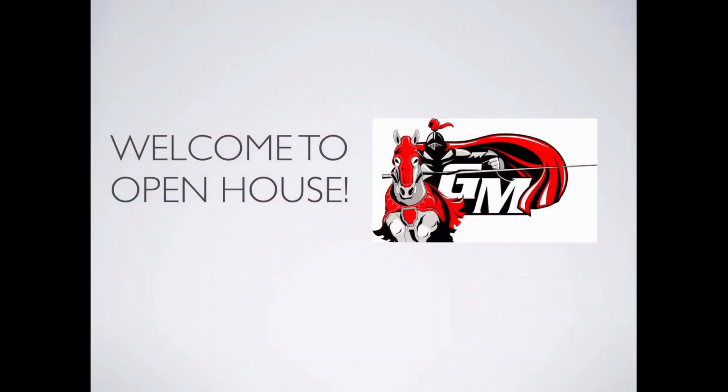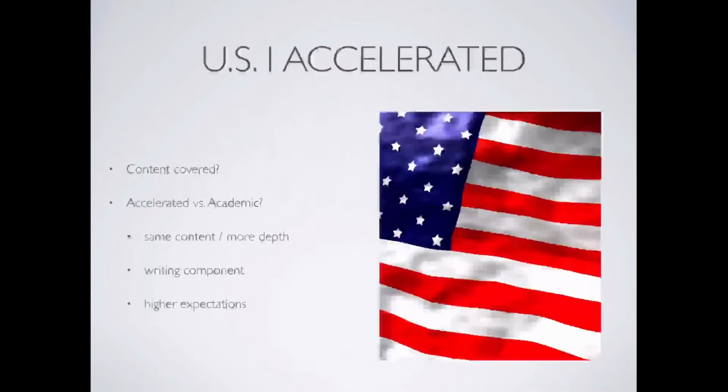So here we go. Under normal circumstances at open house, we have a really limited amount of time to spend with each group of parents, so I've had to streamline it over the years. I've decided to focus on two things to give you a sense of what this class will be like for your students. Number one, what content do we cover? And then I like to discuss the difference between the accelerated version, which is what your students are enrolled in, versus the academic version. So let's start with the content.